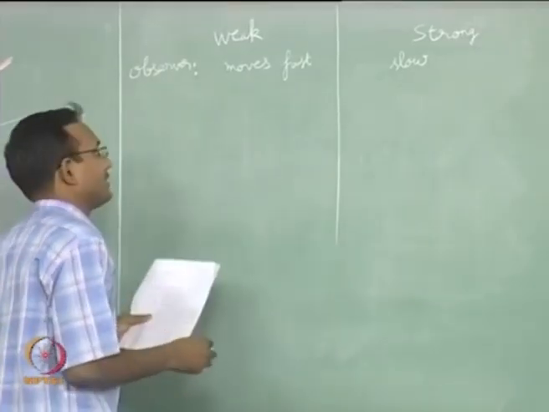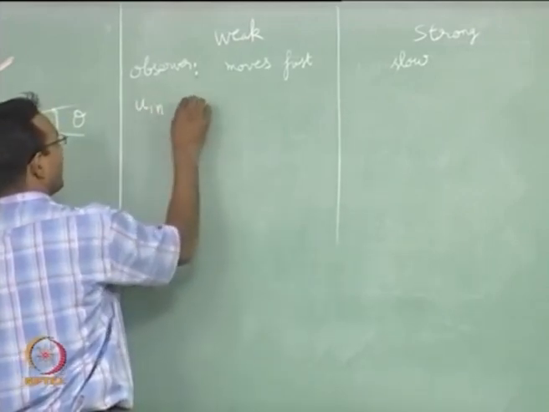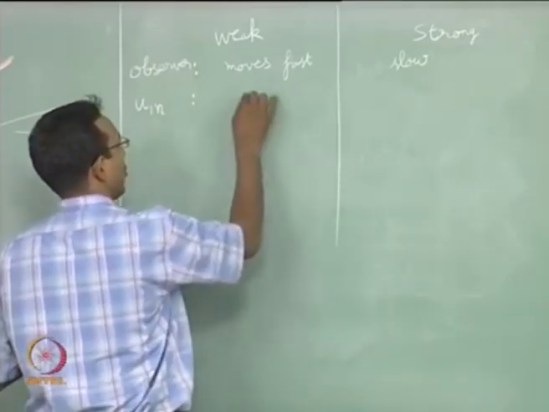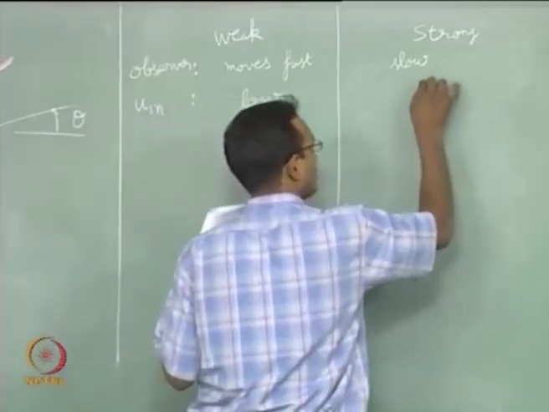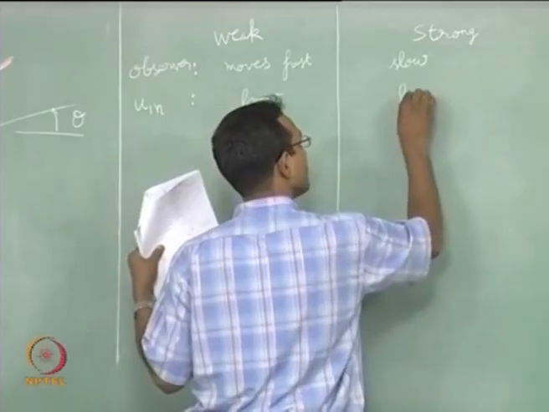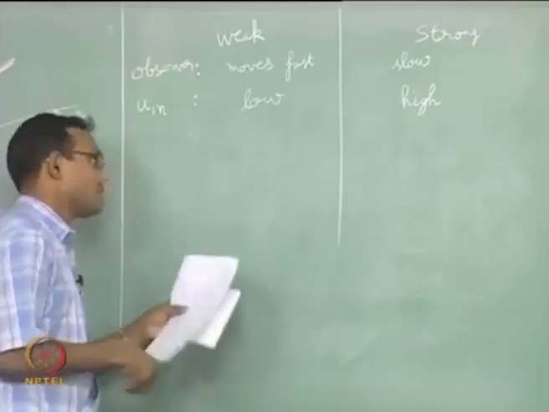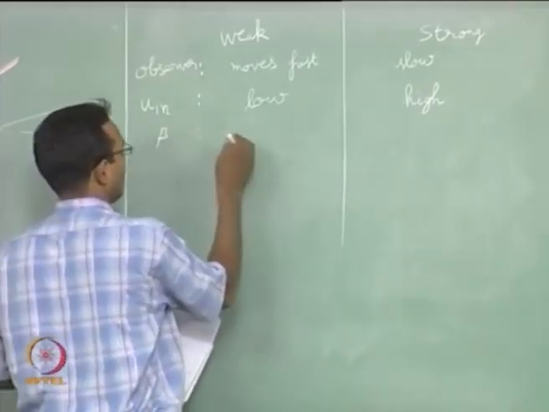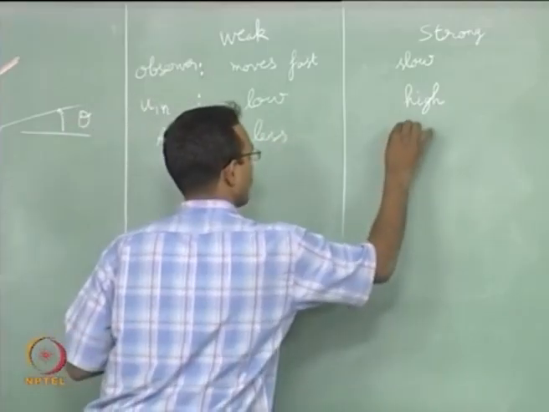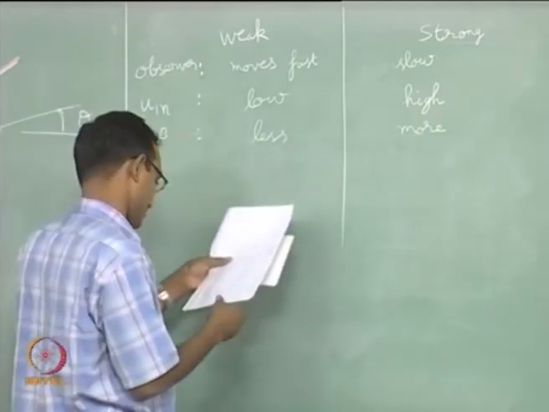The next thing we want to look at is the normal component, u1 normal. u1 normal is low for a weak shock and high for a strong shock. Of course, now you can easily tell beta, we already defined everything based on beta. Here it is less, more. This is how we defined it; actually, probably this line should be at the top anyway.